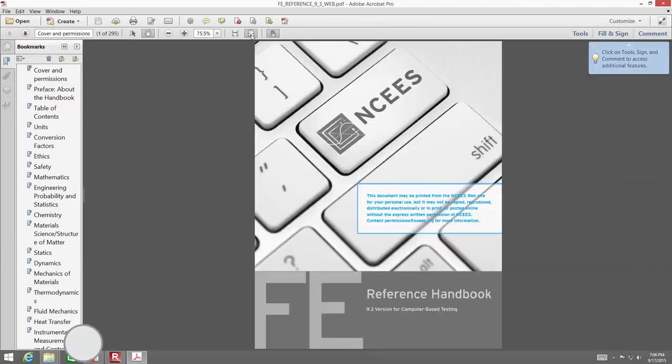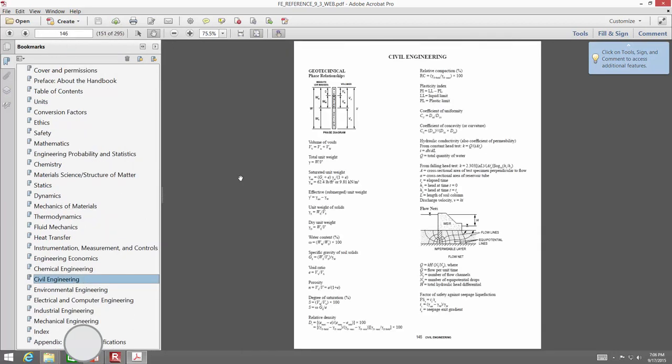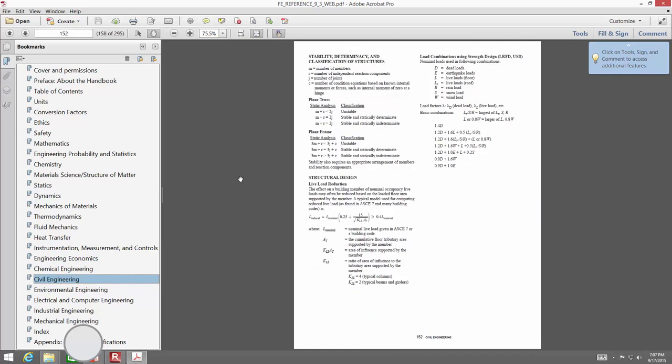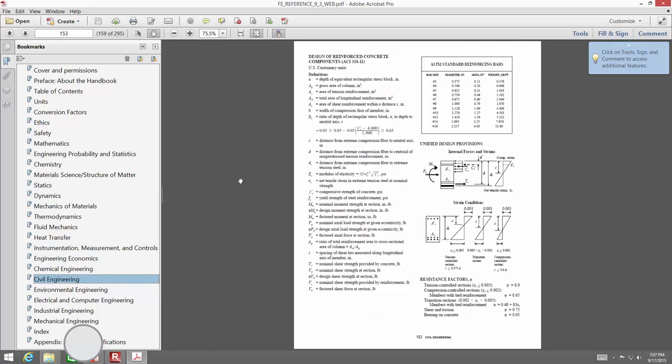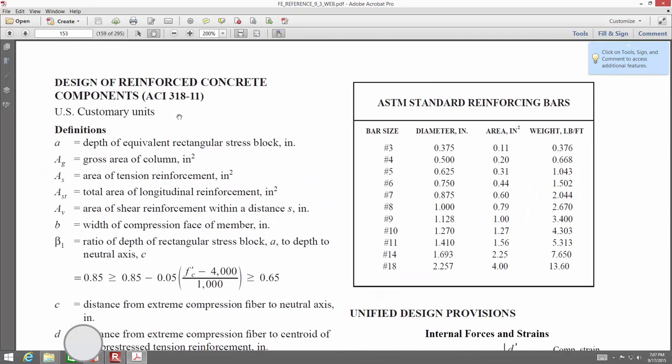Okay, so let me make that bigger. Here on the left, we've got the table of contents. Let's go to civil engineering. I'm scrolling past the soil stuff, and now I'm into the structure stuff with concrete. The first thing that you see on the left is this big column of notation.